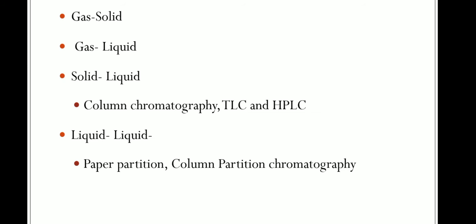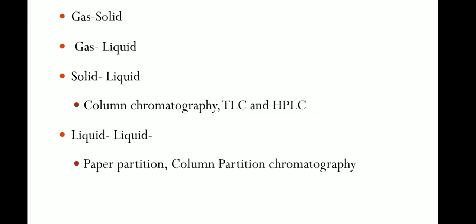In case of gas solid, the example is GSC, gas solid chromatography. In case of gas and liquid, the example is gas liquid chromatography, GLC. And the next one is solid liquid chromatography, where the stationary phase is solid and the mobile phase is liquid. Examples are column chromatography, TLC and HPLC. HPLC means high performance or high pressure liquid chromatography, and TLC is thin layer chromatography.